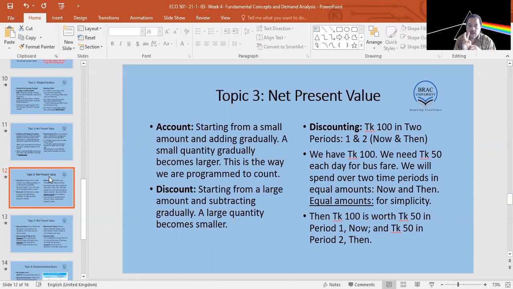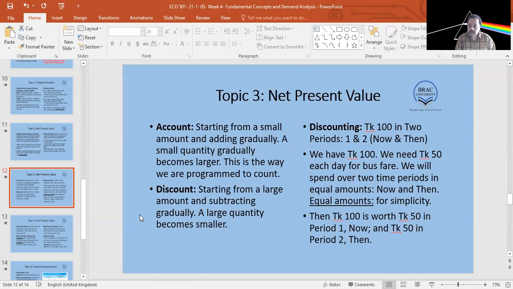Now, if we have two periods, say period 1 and period 2, we have 100 taka in our hand and we are going to discount at the same rate, then 100 taka today is worth 50 taka, 100 taka tomorrow is worth 50 taka. We have 100 taka, we need 50 taka each day for the bus fare. We will be spending this amount over two periods of time in equal amounts. So now and then, so two time periods, now and then.